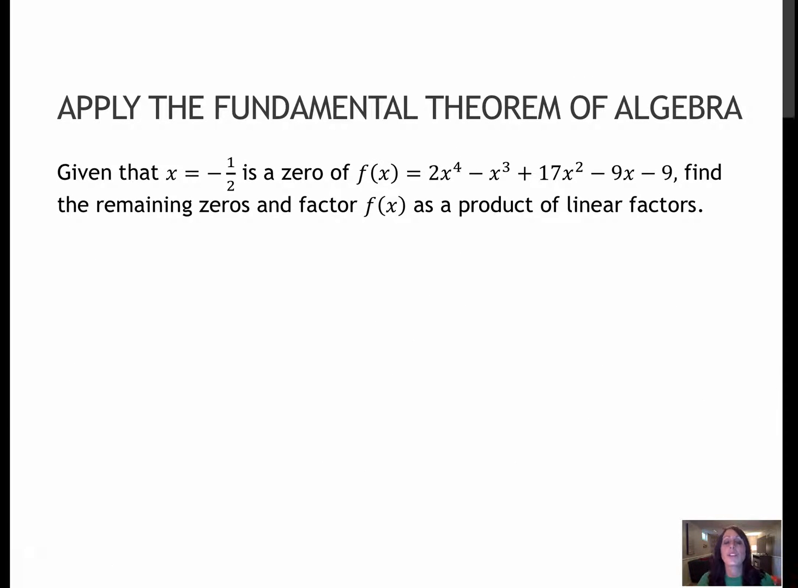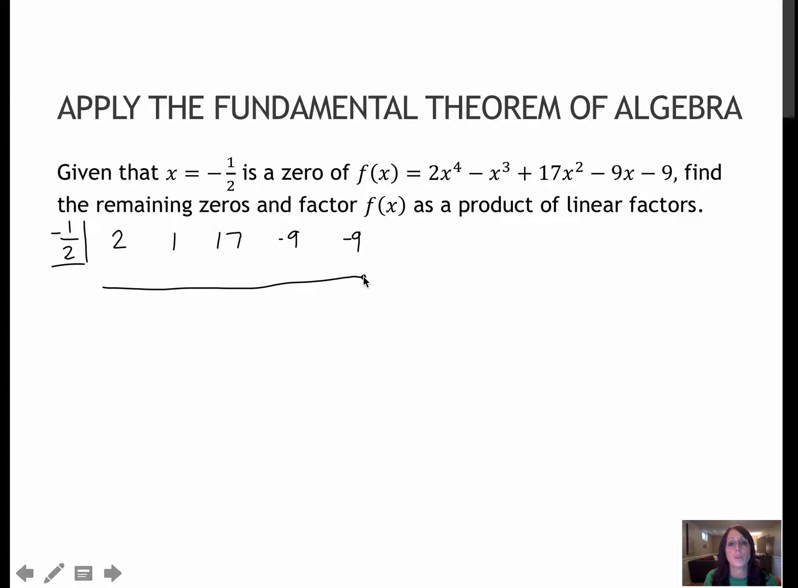Let's try another. We are given that -1/2 is a 0 of this very long polynomial function, which means that's what's going to come in right over here, -1/2. I'm going to use my coefficients of 2, 1, 17, -9, -9. And I'm going to hope that I end up with a 0 in this box. Otherwise I multiplied wrong. Bring down the 2, multiply to get -1, add to get 0. Multiply, add, oh, I did something wrong already.